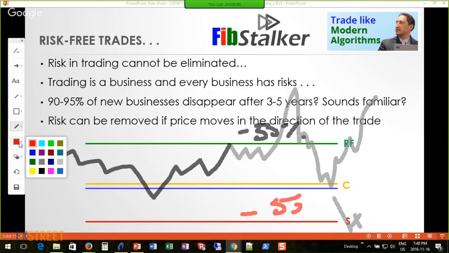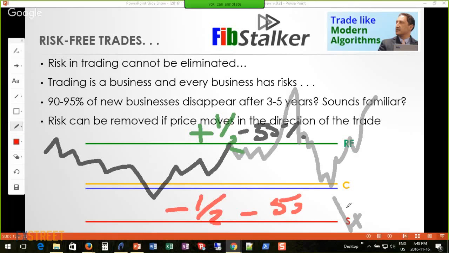So by using this device, by using the risk-free level and removing half of the position at this level, when the market comes back, if we lose half of our position, well, we are at break-even. We can close this trade at break-even plus cost of trading.